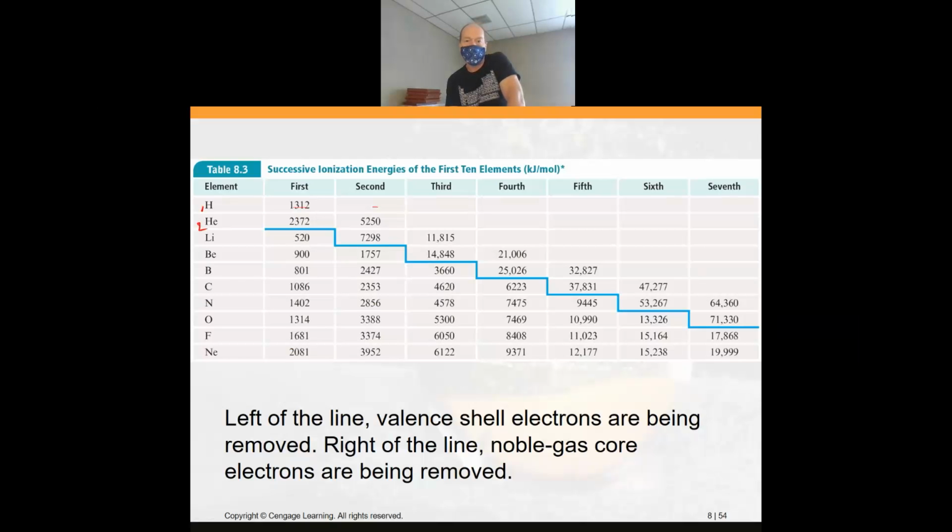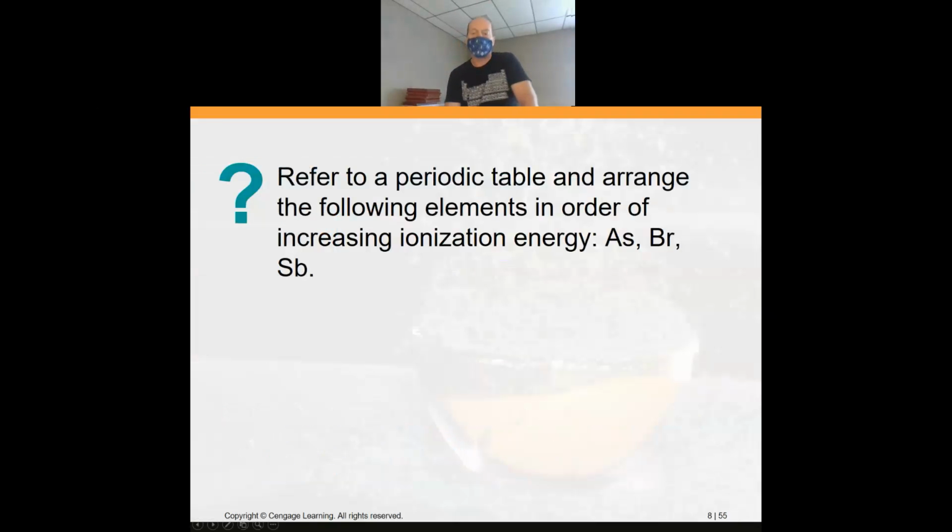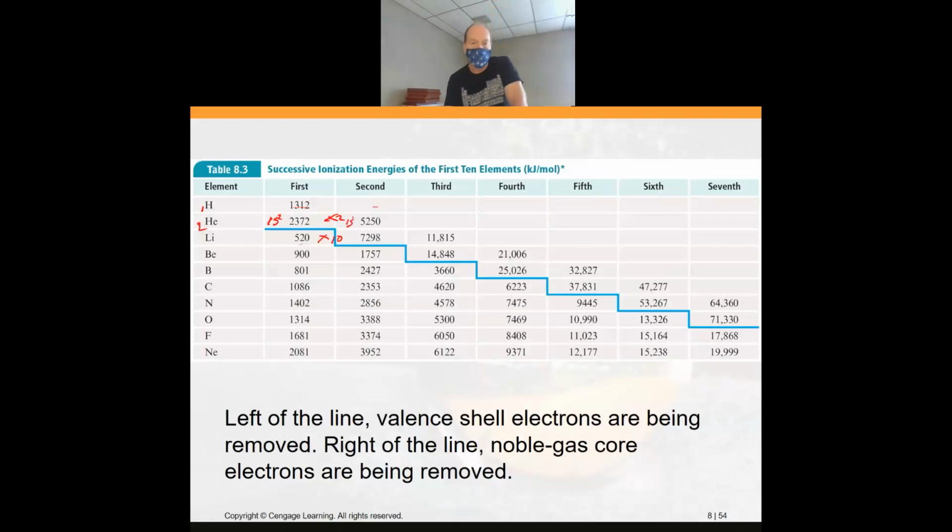You can remove 1, and note the second one is approximately times 2 because this is removing a 1s2. This is removing the 1s1. They're both in the same subshell. All right, so lithium. So we have the first one, and this is not times 10, but anyway, if it was 5,000, it's more than times 10. But anyway, it's a dramatic increase in ionization energy going from 520 to 7,298.